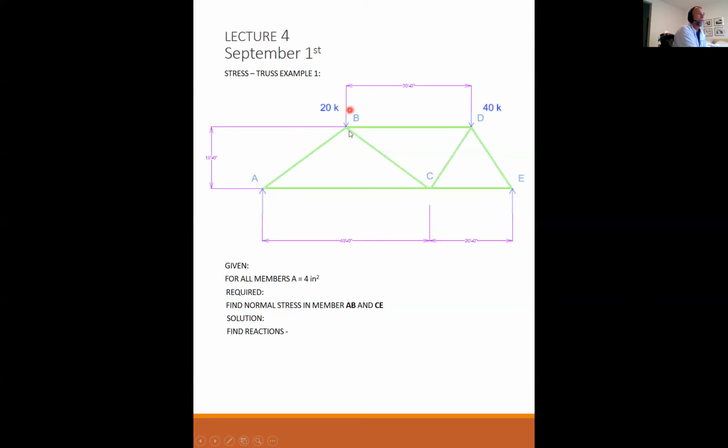So you have 20 times a moment arm of 20 feet. You have 40 times a moment arm of 40 plus 10, which is 50 feet. And your unknown reaction at E at 60 feet. Okay, so here's your 20 times 20, plus 40 times 50, minus unknown reaction R_EY in the Y direction times 60 feet. R_EY is 40 kips up.